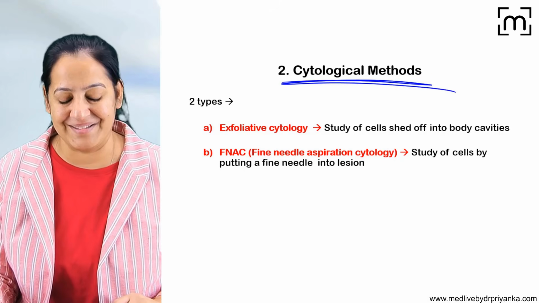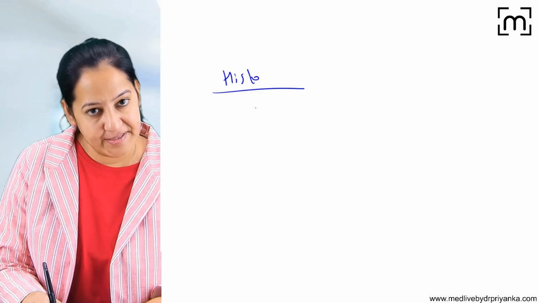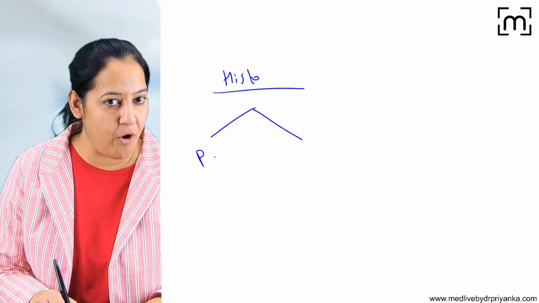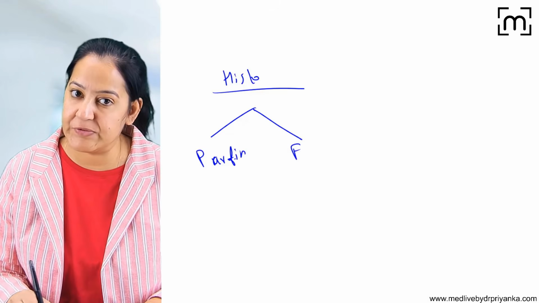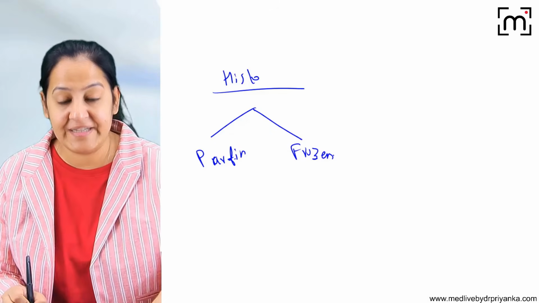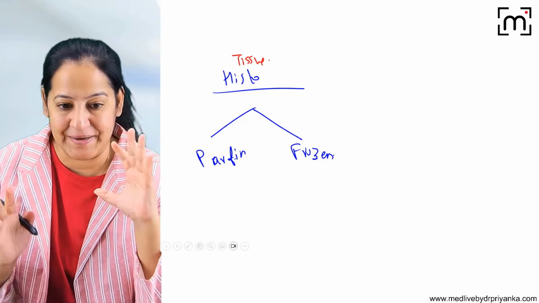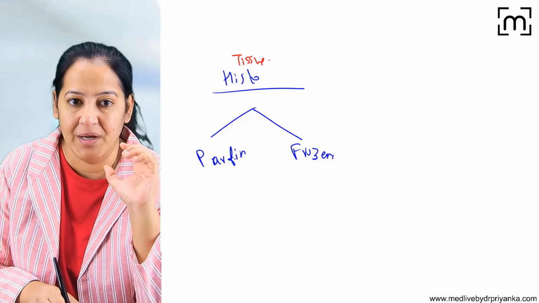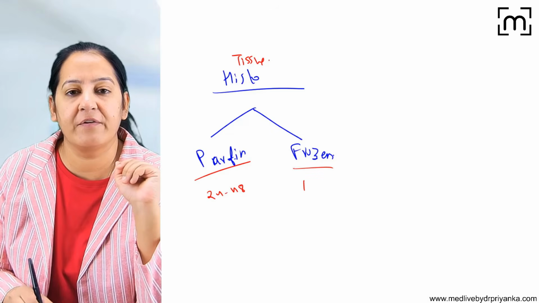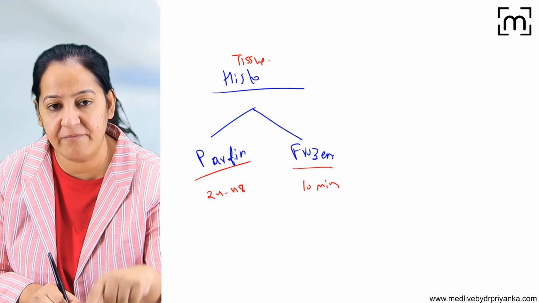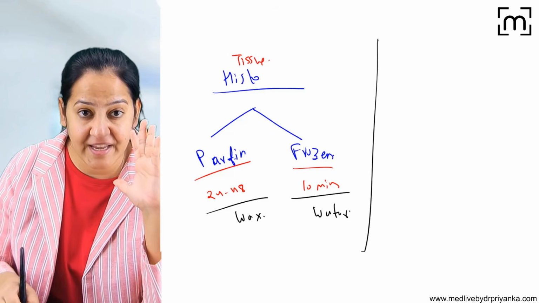Now coming to the cytological method. First I taught you histologic methods. In histology, I taught you two methods: paraffin embedded block, and second is frozen section. In both of them, we take out the tissue. Either the tissue is a biopsy or the complete specimen, but it is a tissue. Here we are doing the reporting in 24 to 48 hours or maybe after that. But here we are doing the reporting in 10 minutes. Here the medium we are using is wax. Here the medium we are using is water. That is the difference.